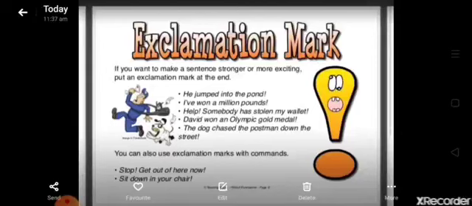You can also use the exclamation mark with a command. Stop! Get out of here now! Sit down in your chair! We are using the exclamation mark in imperative sentences also. If you are giving a command, we are using the exclamation mark.